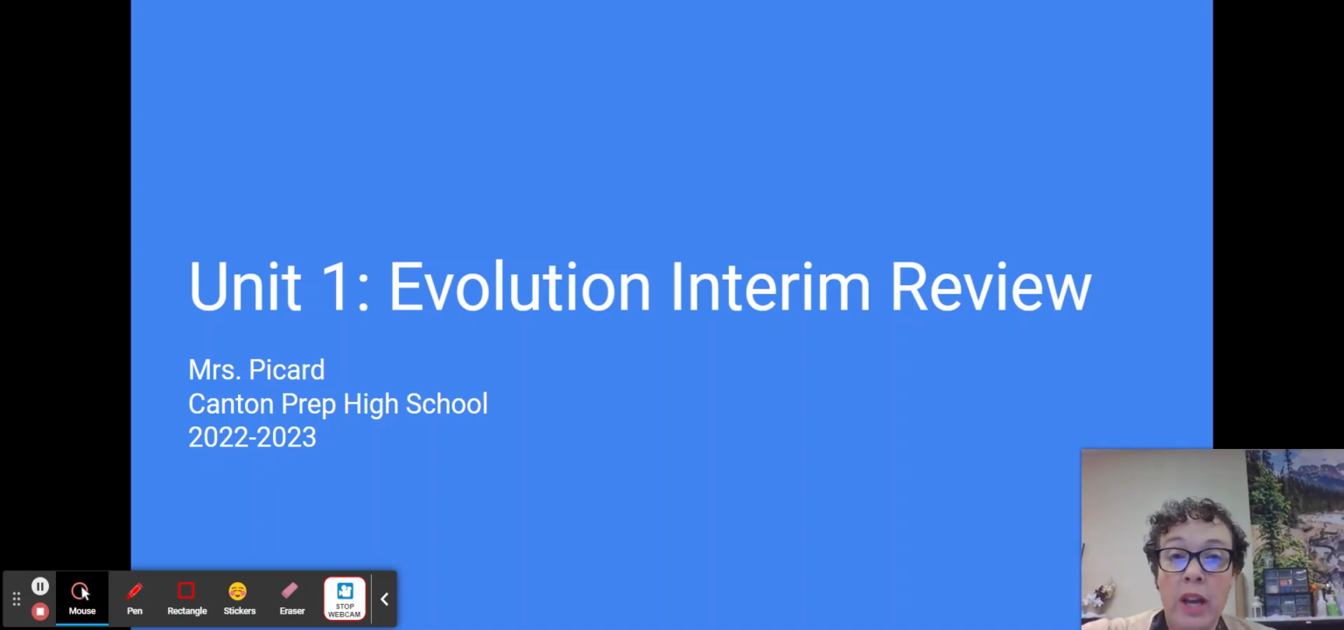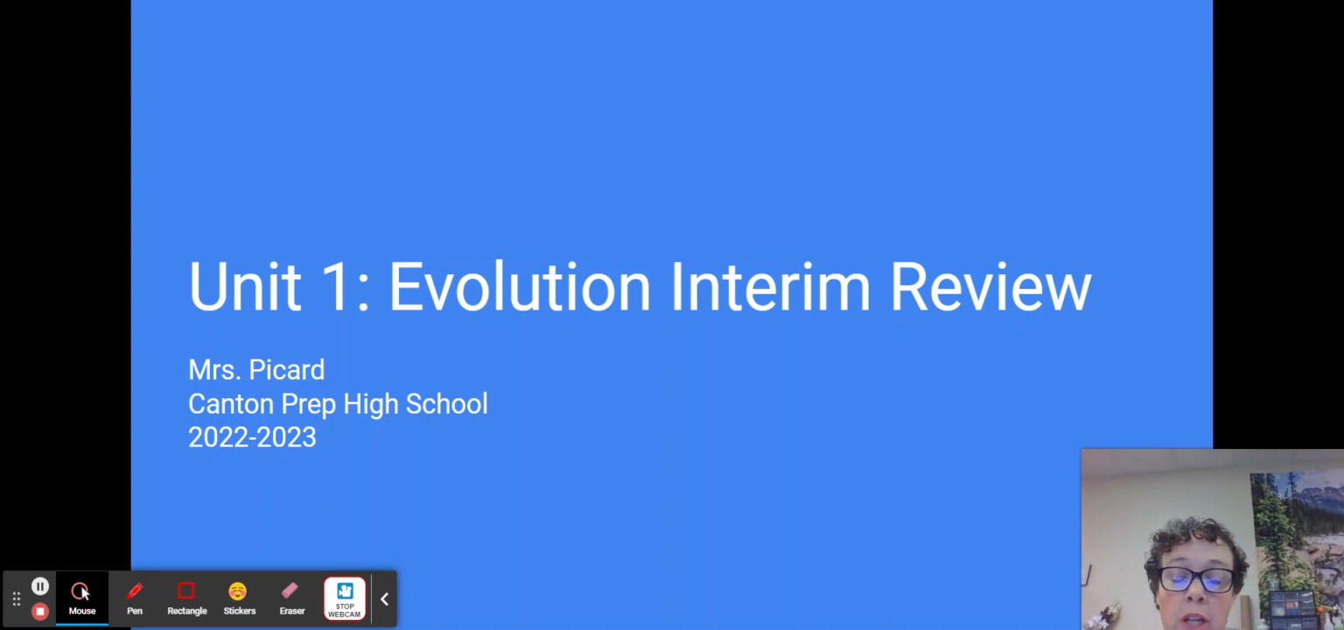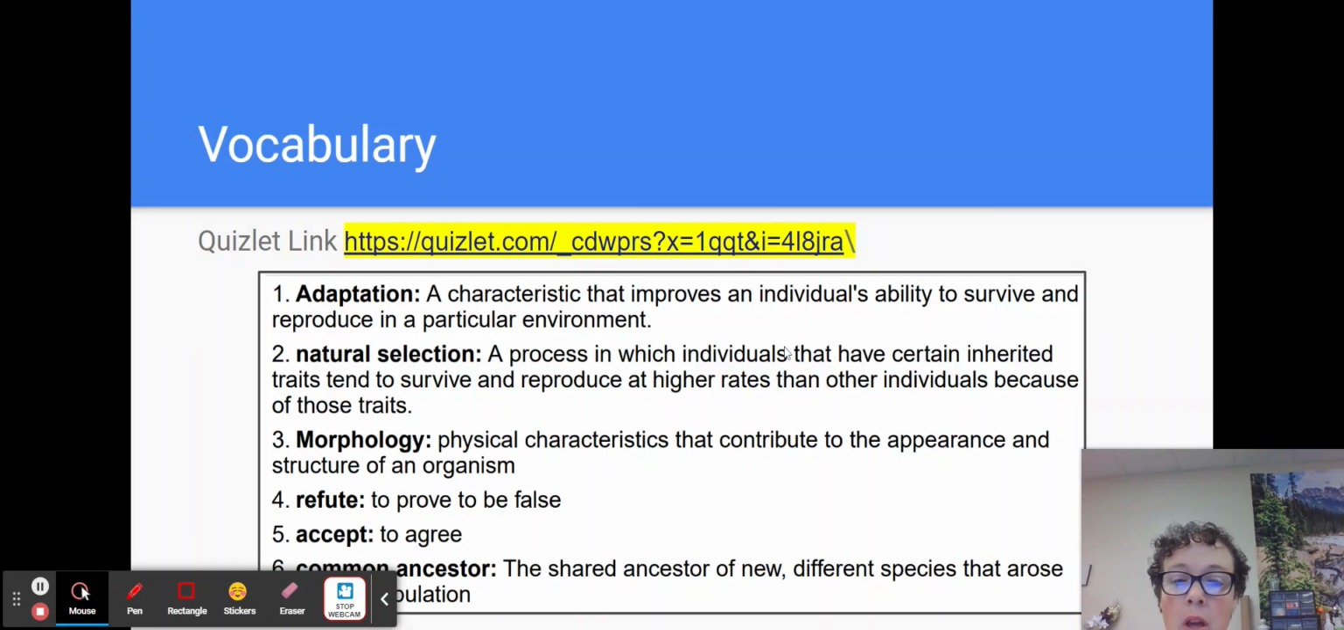Hi, everybody. We're going to go ahead and review for our Unit 1 interim on evolution. Here are some of the vocabulary words that you need to make sure you are familiar with, understand them when you see them in text, and can use them yourself. Those vocabulary words are adaptation, natural selection, morphology, refute, accept, common ancestor.